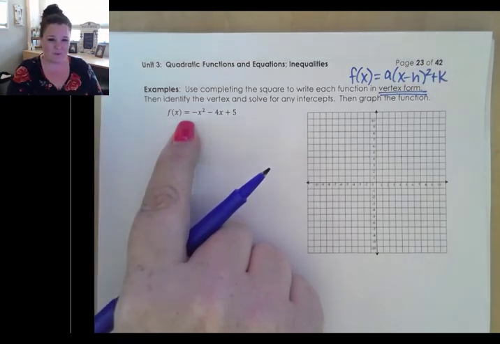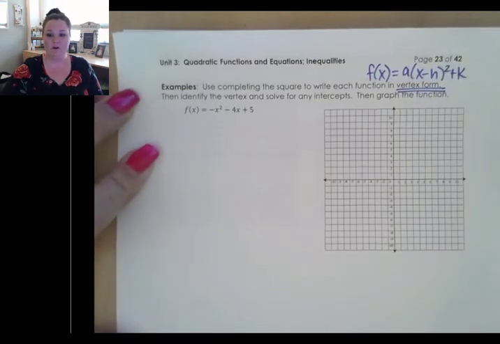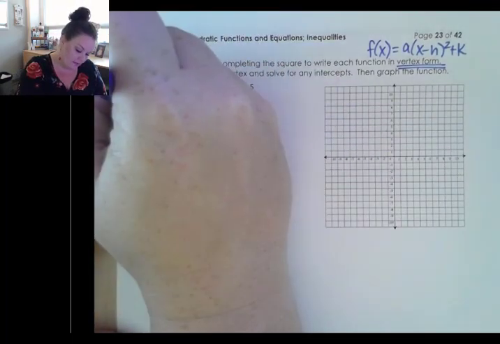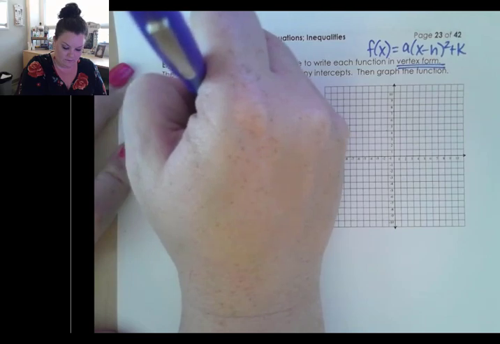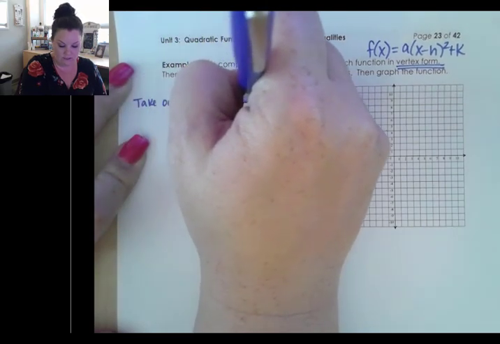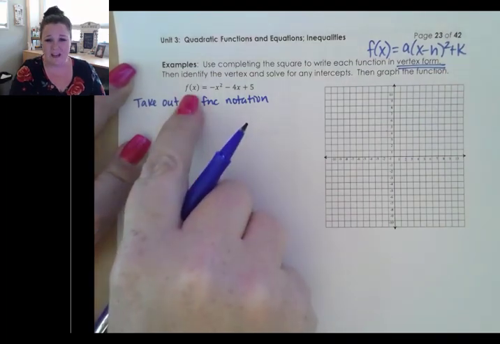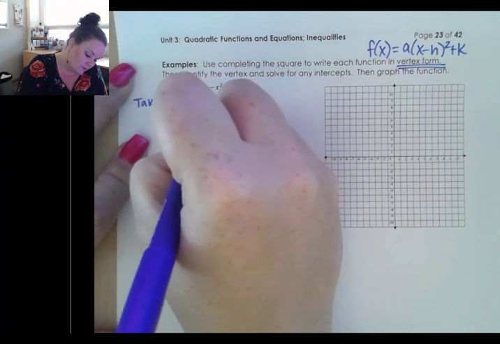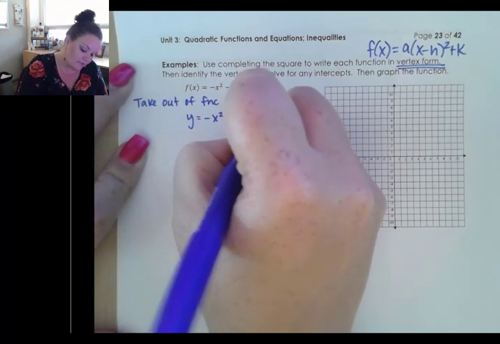The first thing we want to do is take it out of function notation. And I know we have a whole bunch of room here, so I'm going to write little notes for each step that I'm doing, okay? So I'm going to say take out of function notation. And the way that we take it out of function notation is, instead of writing f of x, I'm just going to write y. So we have y is equal to negative x squared minus 4x plus 5.